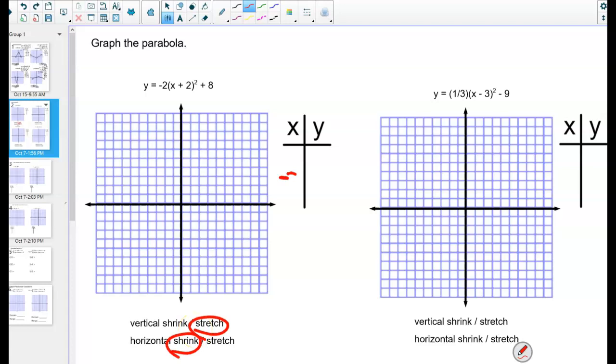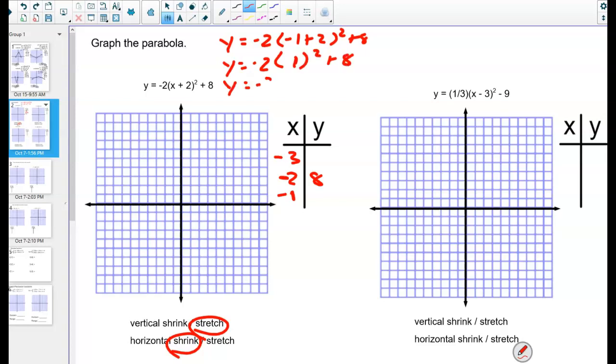The vertex, negative 2, 8. Since there's no fractions, I'm going to go negative 3 and negative 1. So y equals negative 2 times negative 1 plus 2 squared plus 8. So now I'm doing PEMDAS. Negative 1 plus 2, that's the parentheses, is 1. 1 squared is 1. You do the exponent first. And then negative 2 times 1 is negative 2. Plus 8, that gives me a 6.